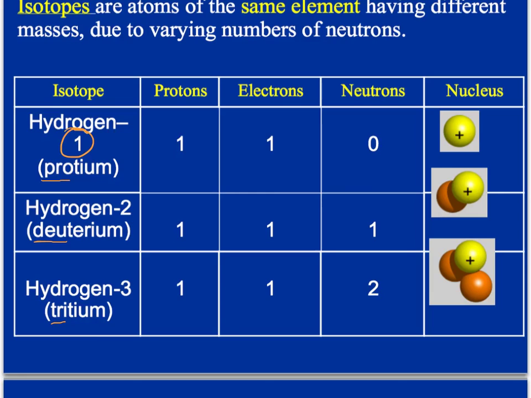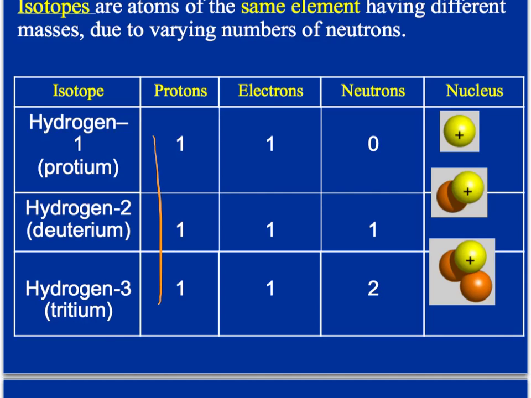So if we look at this, the mass number here is 1, so protium is 1, deuterium is 2, the mass number is 2, and for tritium, the mass number is 3. So when we look at these, since they're all hydrogen, they are all the same element.